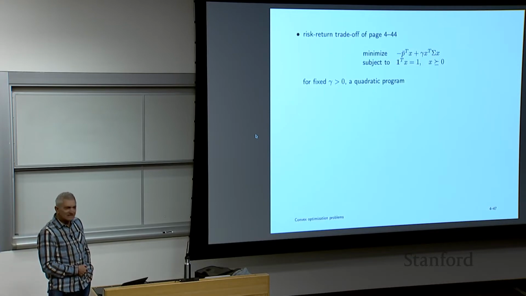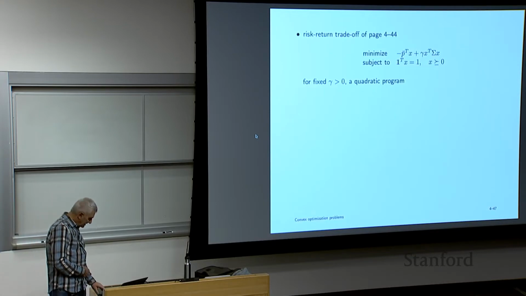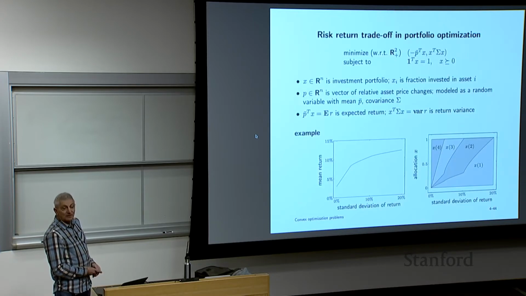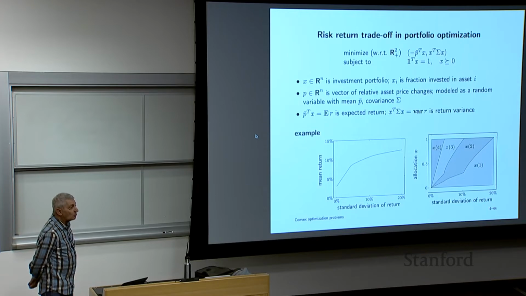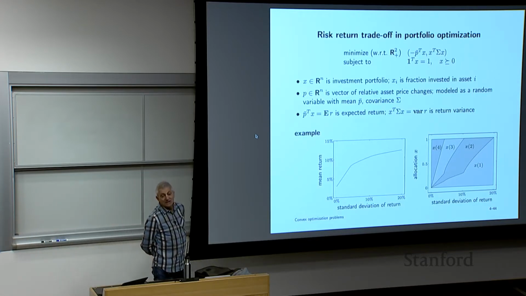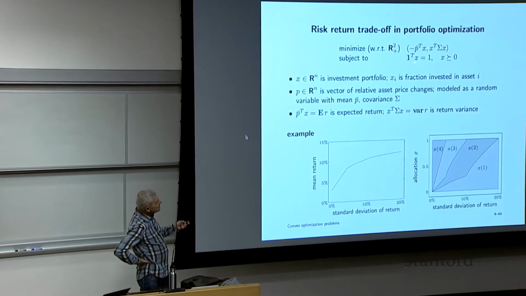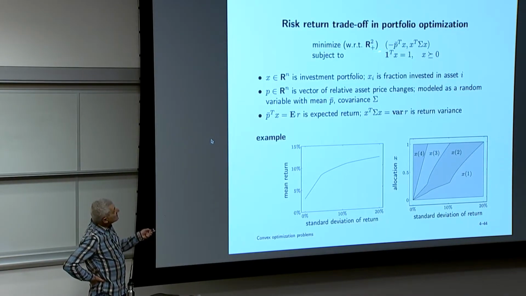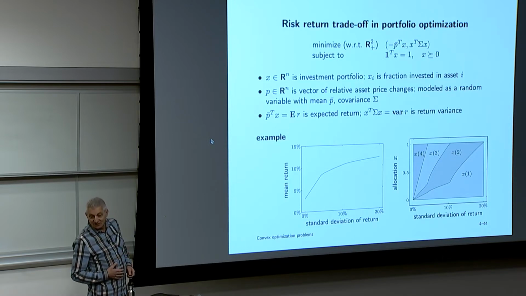Everybody got this? By the way, there are plenty of other ways to solve this problem. I'm going to go back to that and just mention it, because you'll be doing this on your homework. You could scalarize, and it'll work, I guarantee it. You could also do another thing that would work perfectly well here. I could sweep across the standard deviation of error, which is the square root of this. So I would minimize minus p bar transpose x, put a constraint on the risk, and sweep the constraint value. And you'd get the same thing.